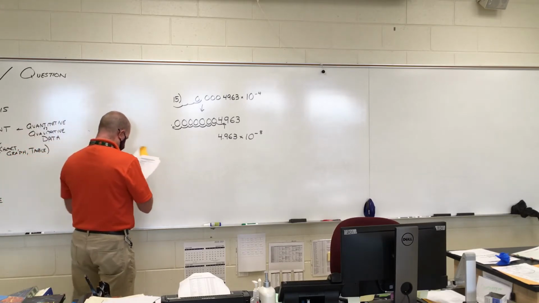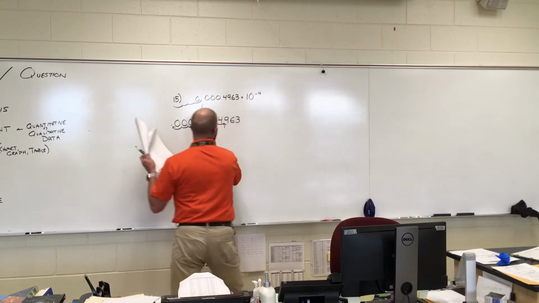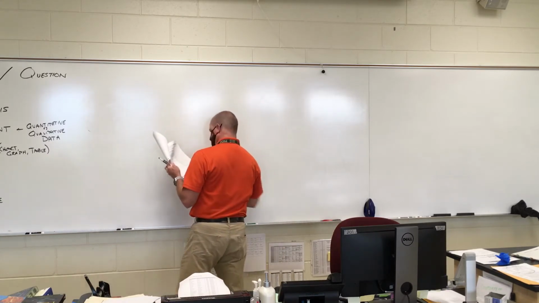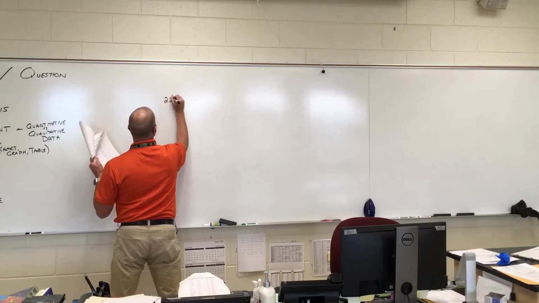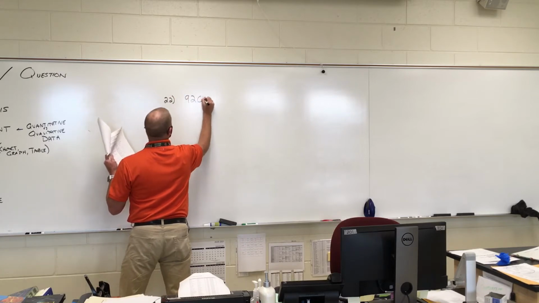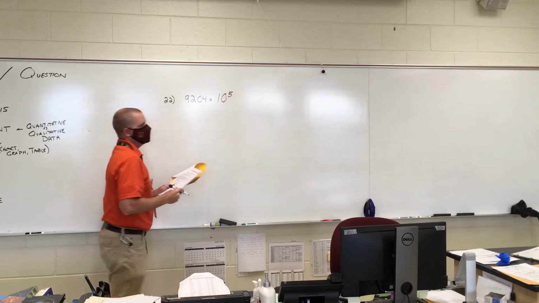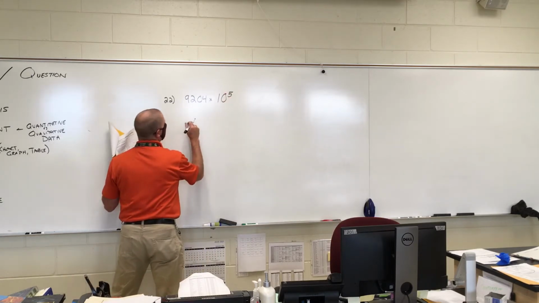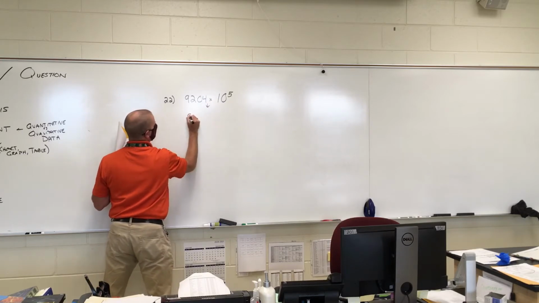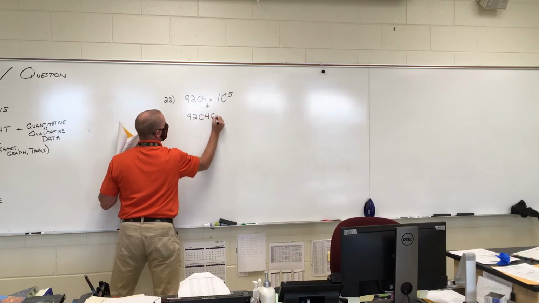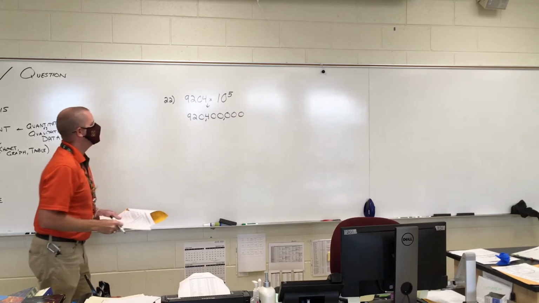Okay? Continuing down, let's do number 22. So it's 9204 times 10 to the 5th. And again, this isn't properly formatted scientific notation, okay? So what ends up happening here is if we wrote this as a number, we would move it 5 places to the right, so it would become 9204 with 5 zeros, okay? So it would be 920,400,000.